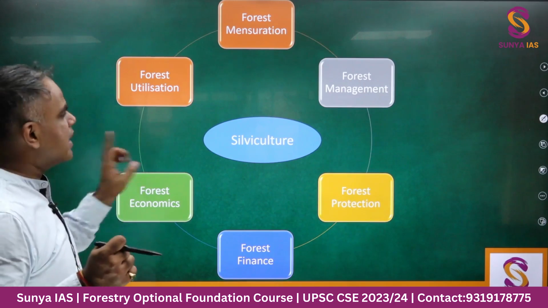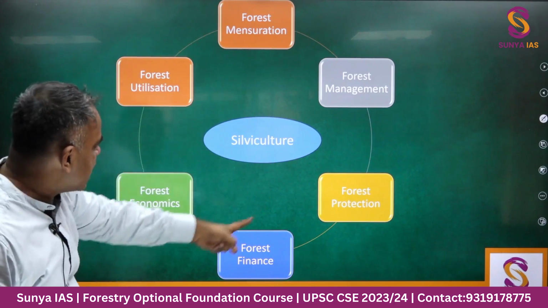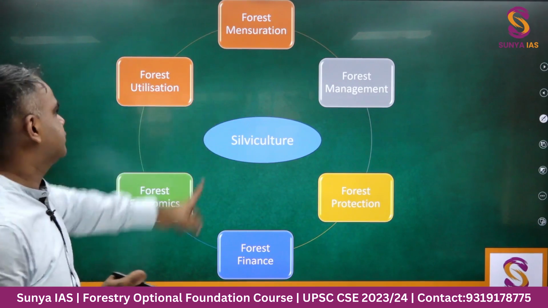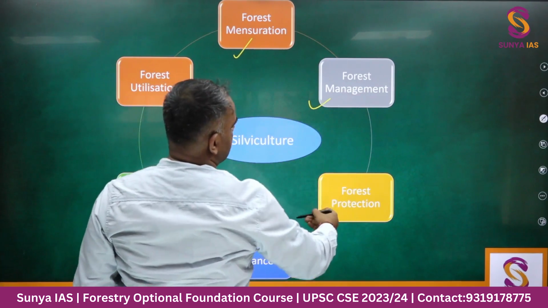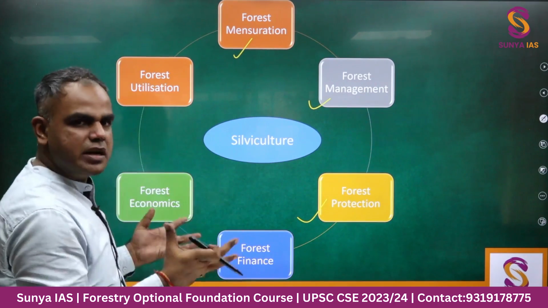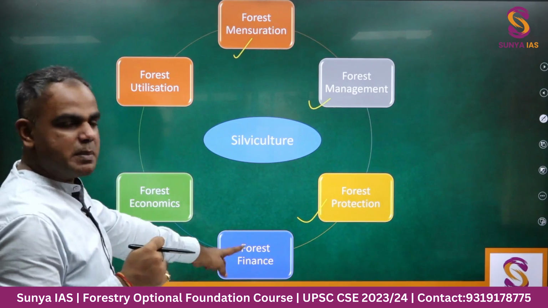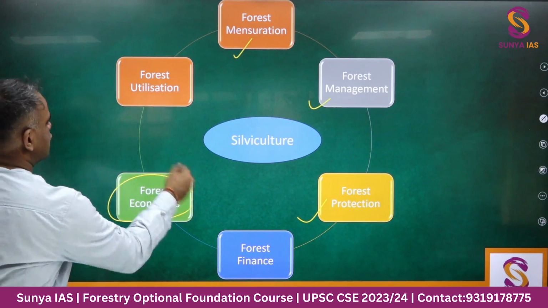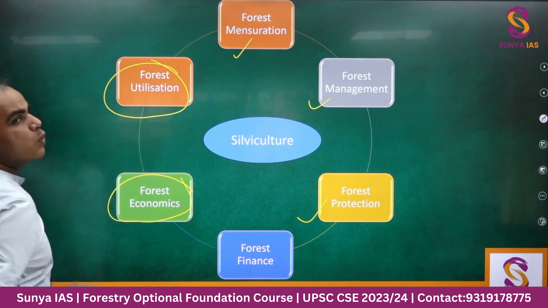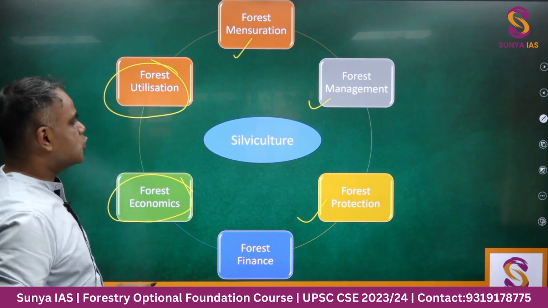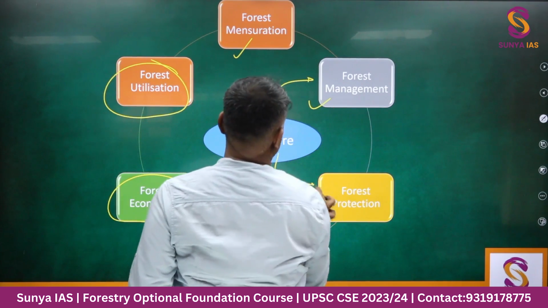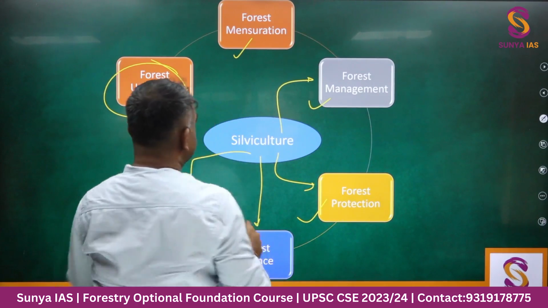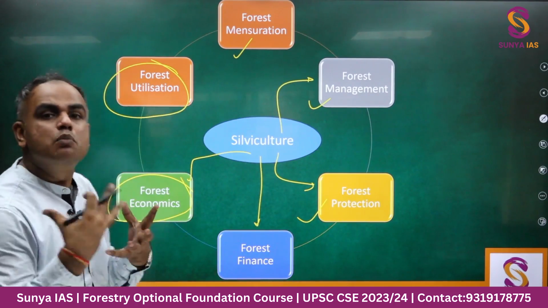Not very difficult. In fact, this is your entire forestry syllabus which is mentioned. Forest mensuration, paper 2A. Forest management, paper 2A. Forest protection, again generally covered in many areas. Forest finance, paper 2B. Forest economics, paper 2B. Forest utilization, again paper 2A. Okay, so silviculture is actually tied to all of this, and I've added only 6 spokes. You can create even more spokes.